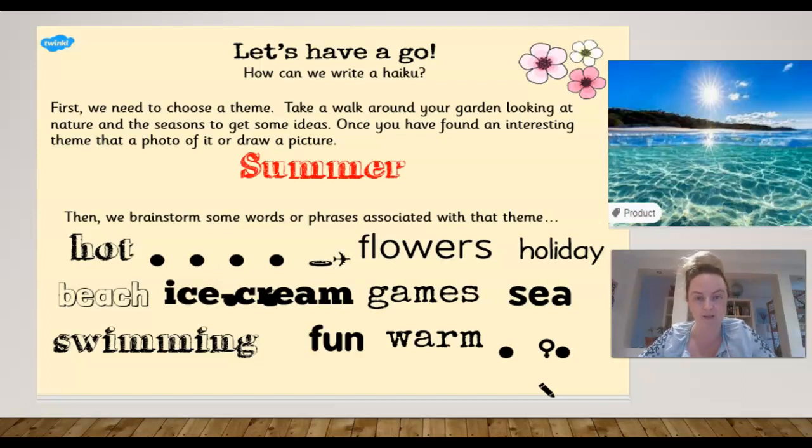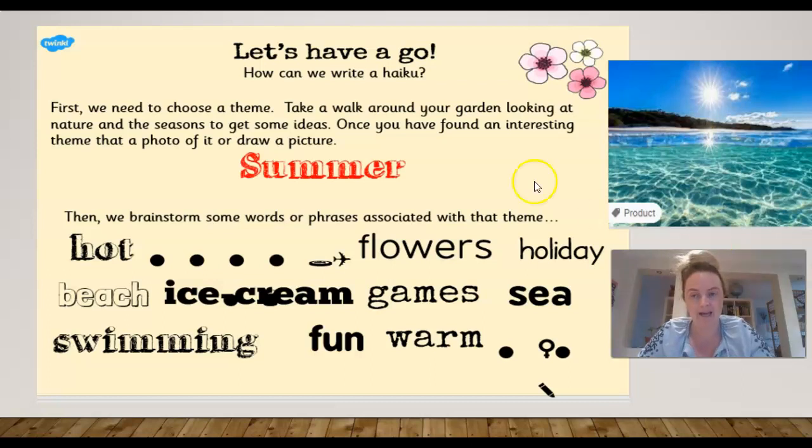So we know that. So what I want you to do now is take a walk around your garden, or you could even take a walk around just your local area, making sure you're socially distancing. And I want you to look at nature and the seasons. At the moment it's winter, so you could go outside and maybe try and capture an image of winter. Once you have found an interesting theme, I want you to take a photo.